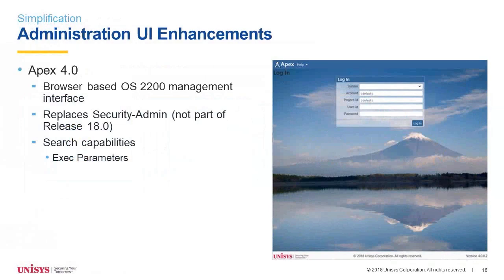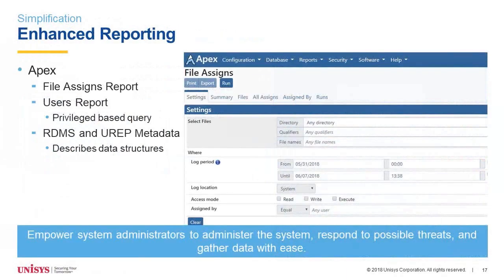Not only does Apex present a more modern look and feel to OS 2200 management, but it provides a number of new and innovative features designed to empower a system admin like never before. A new Apex report, which Release 18 users will have access to, is a File Assigns report. This report allows administrators to gather information on unexpected assignments of critical files, which may be an indication of malicious activity. While the File Assigns report is new this release, already existing reports are being enhanced with this release as well. The Users report will now provide the ability to find users based on authentication type and privileges, further empowering administrators to adhere to their standards and best practices while providing yet another possible system audit mechanism.